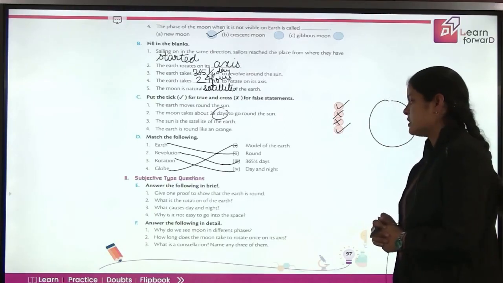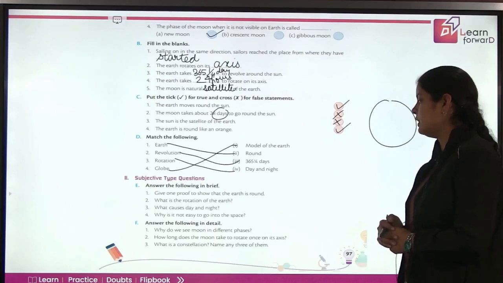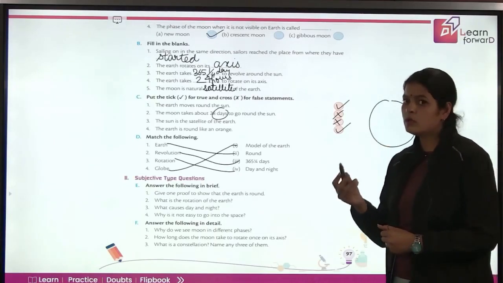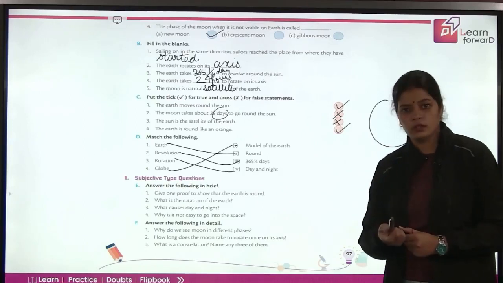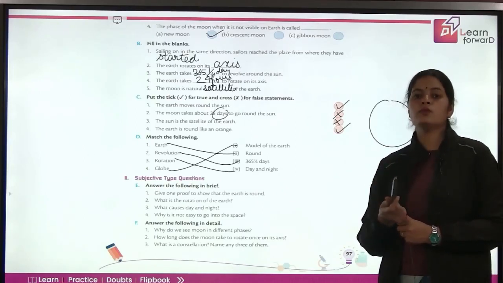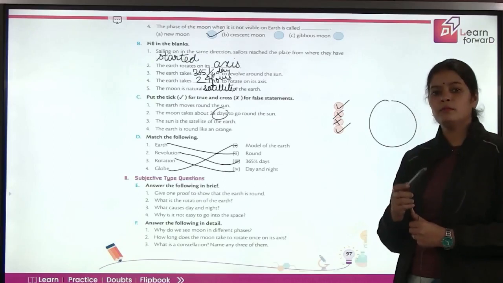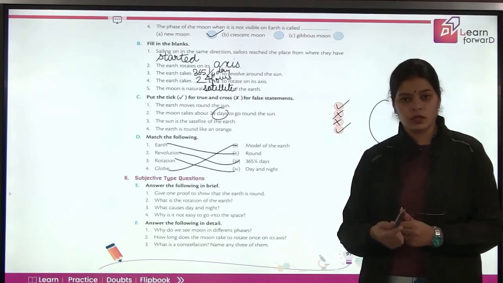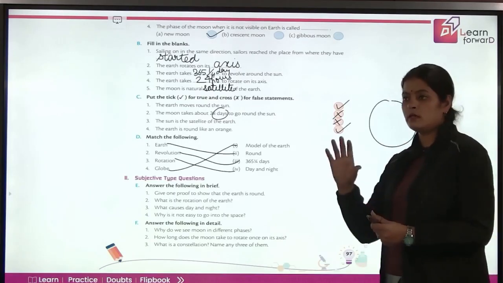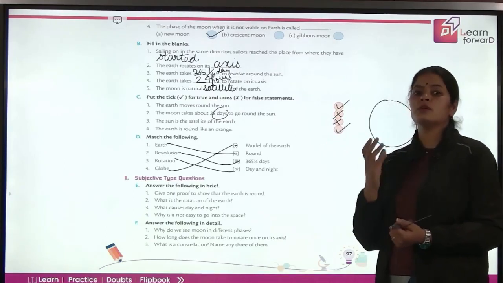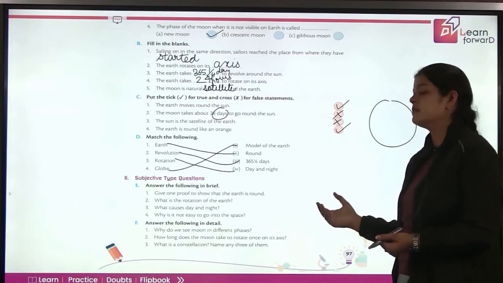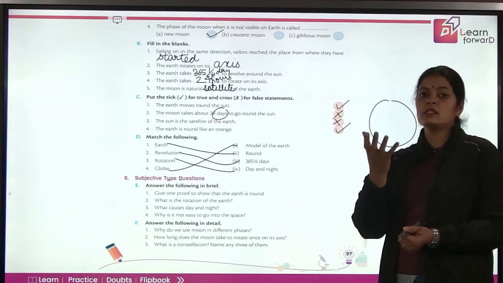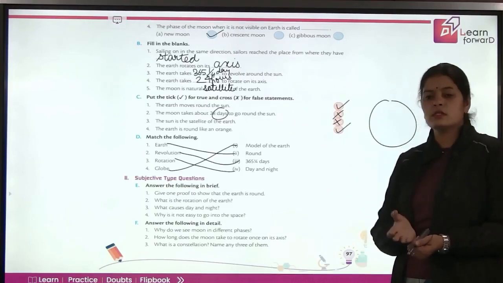In detail questions, why do we see moon in different phases? Because the moon also revolves and rotates around the earth. It rotates on its own axis in the same time, 29.5 days, and it also revolves around the earth. So the position of the moon changes, the position of the earth changes, and this is the reason that we can only see that part that is illuminated by the light of the sun.